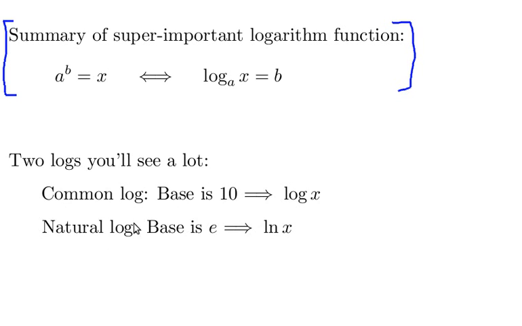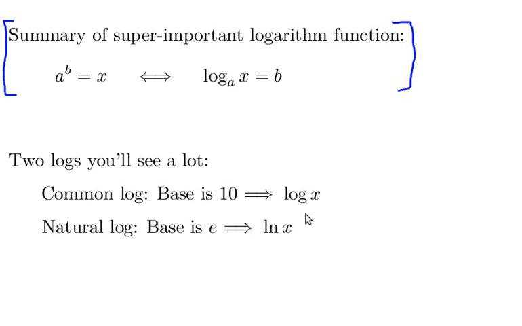The first one is called a common log, and it's base 10. And usually if you see log and there's nothing attached to it, there's no base written, that means base 10. That's called common log. You're going to see that probably on your scientific calculator.